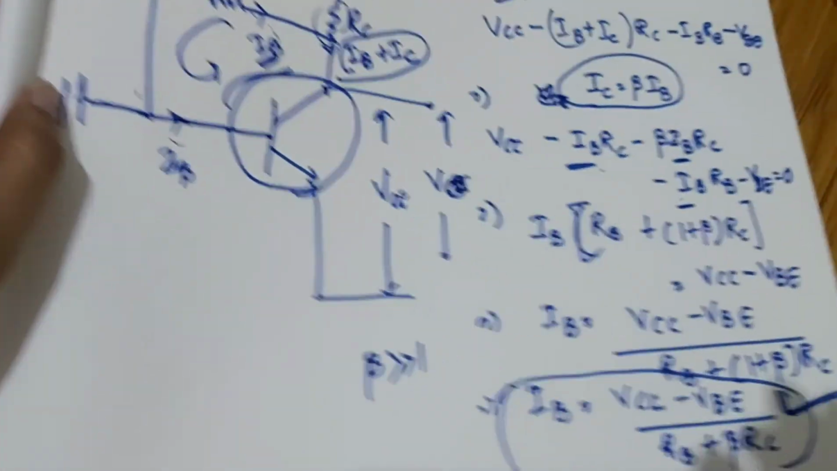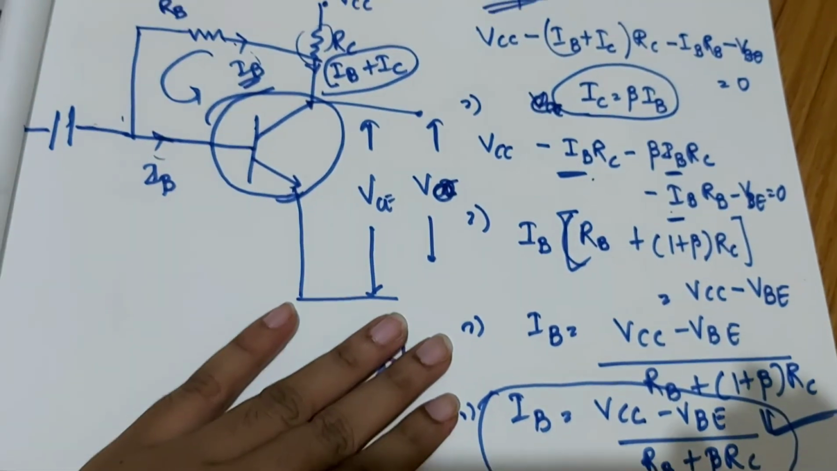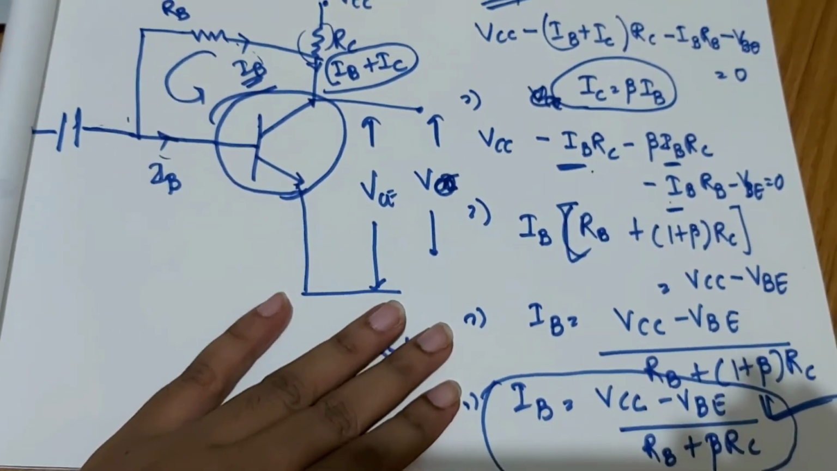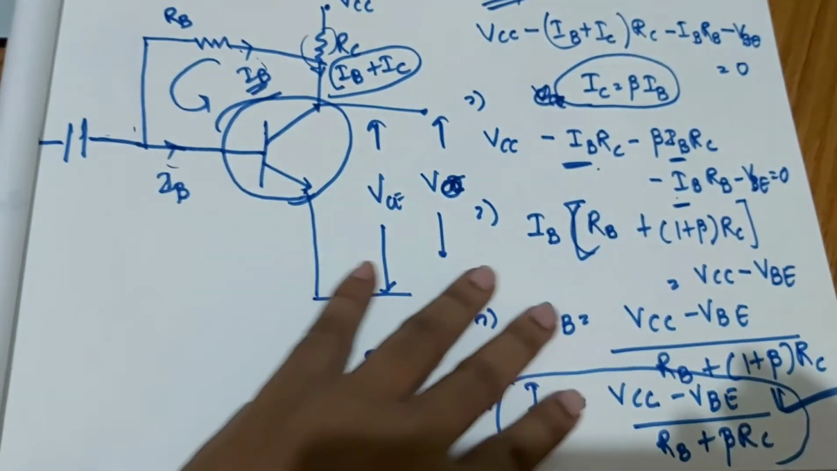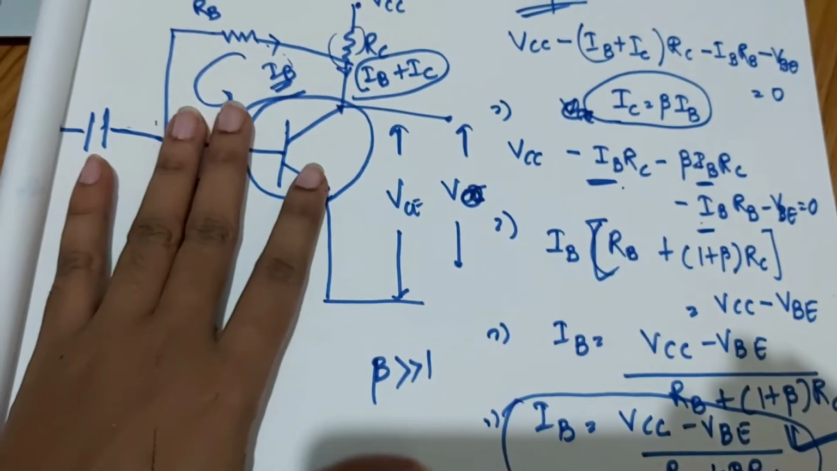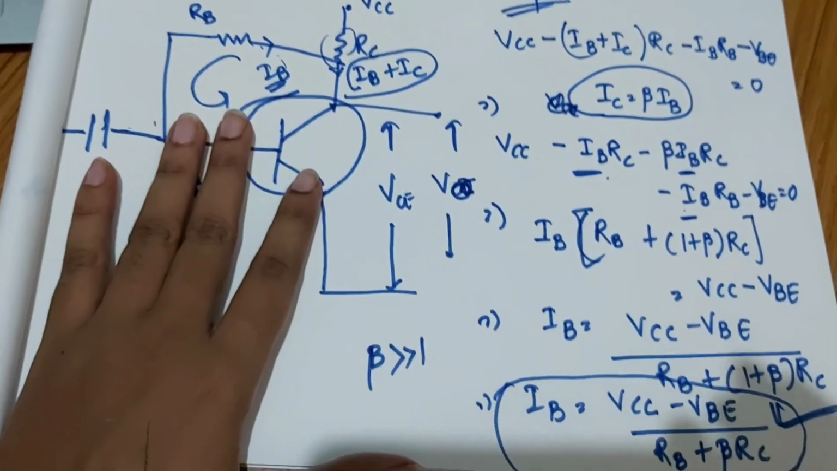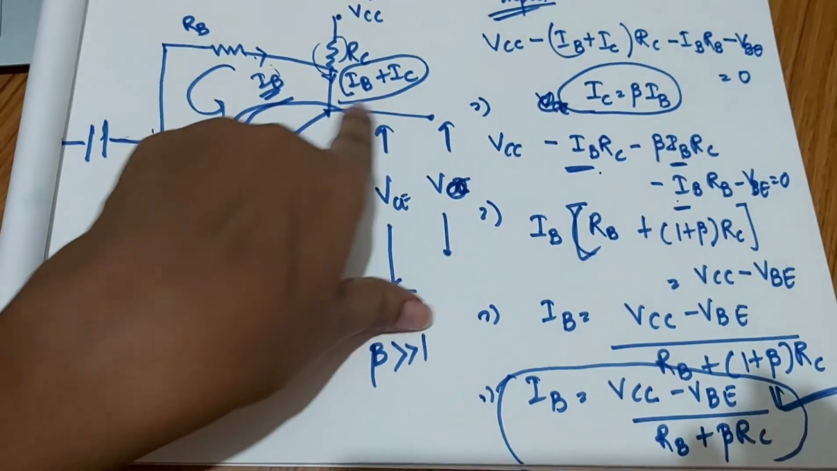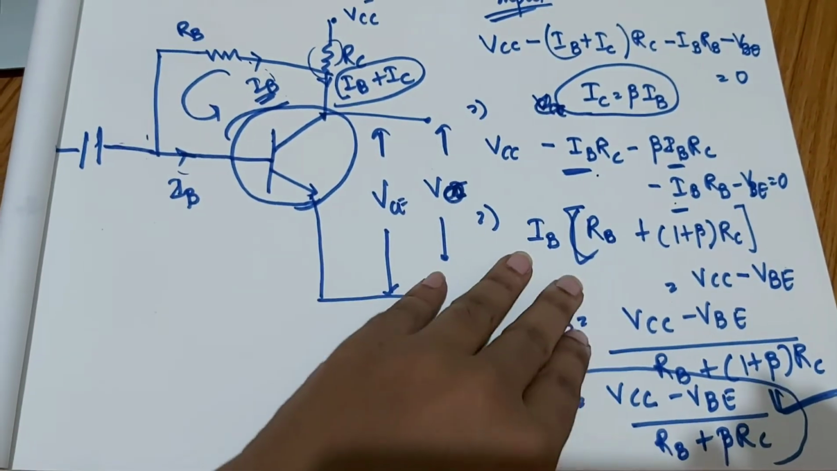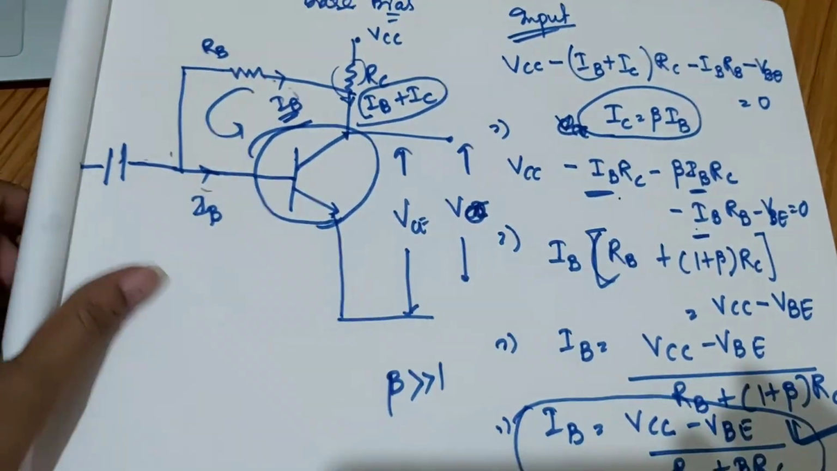Now I will come to the question. We can find this answer in two ways. I could find the answer easily, but I want to give you the concept behind it: what a feedback circuit is and why we use it. This is the base biasing circuit, so that you can attempt any type of question like this.